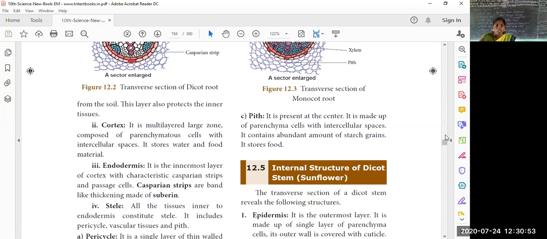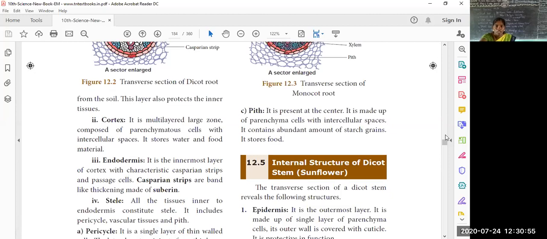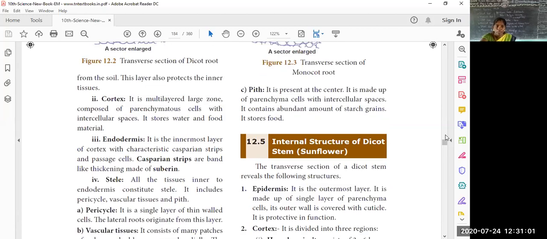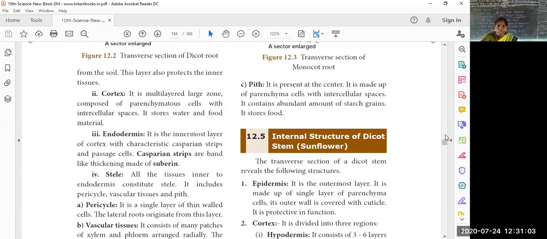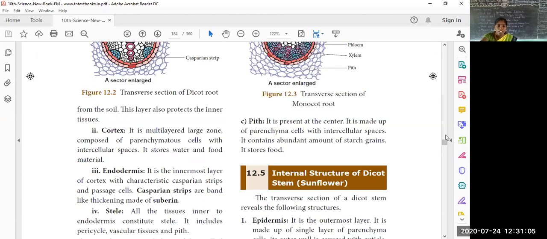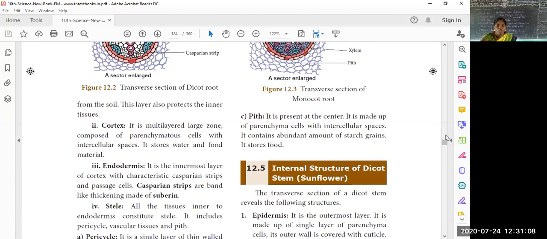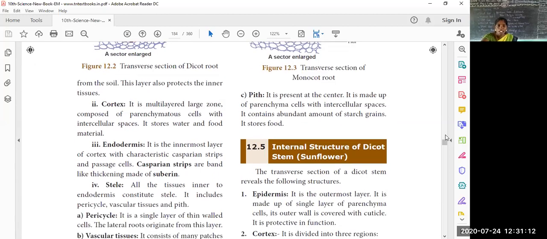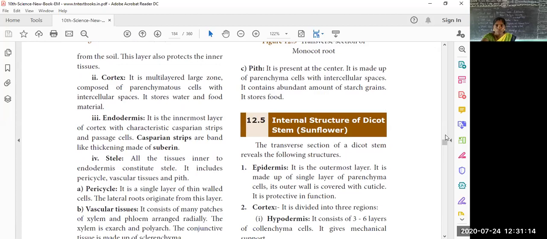Okay, suberin. Underline the term. It will sometimes be asked in the one-mark questions. Okay, so stele. All the tissues inner to endodermis are called the stele. It includes pericycle, vascular tissues, and pith. Pericycle is a single layer of thin-walled cells. The lateral roots originate from the pericycle region only. I already told you, like dicot root.